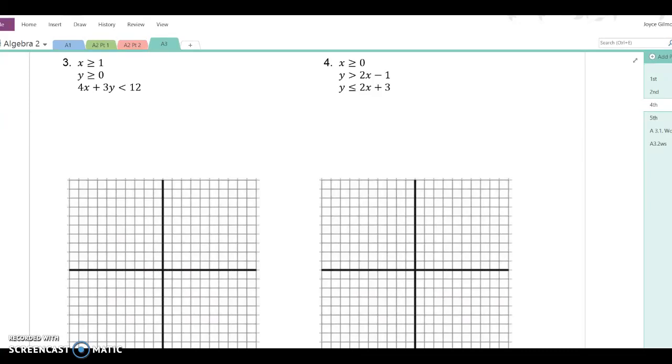I don't even know. All right, our first inequality is x is greater than or equal to 1. What type of line is x equals 1? Vertical. So a vertical line at 1. Are we going to do a solid or dashed line? Solid because it's or equal to.